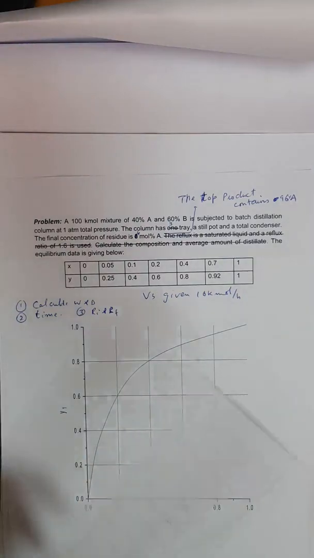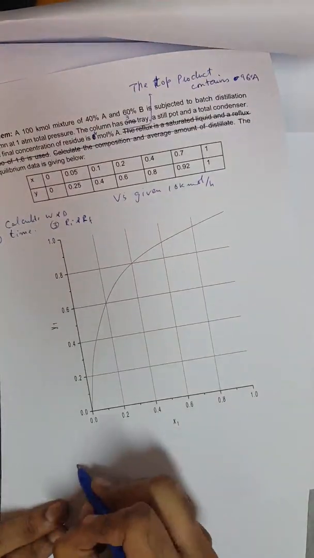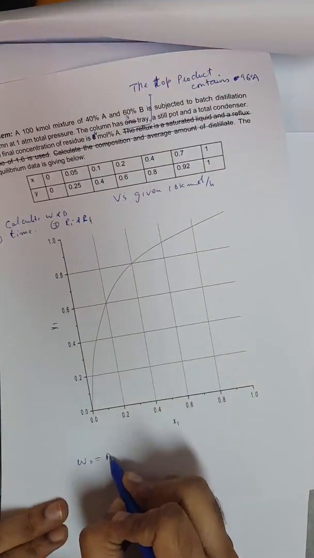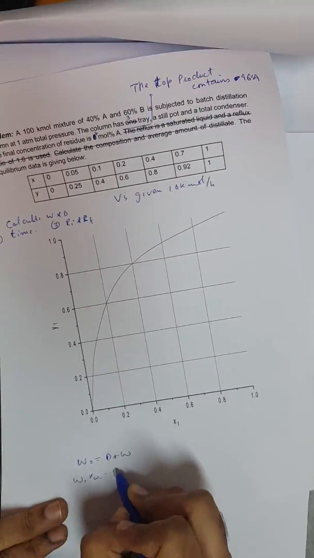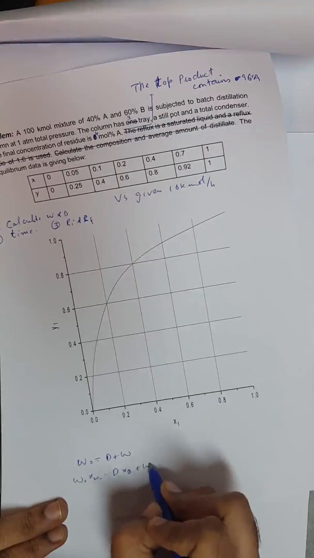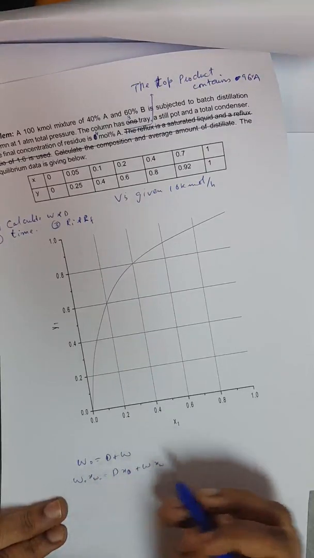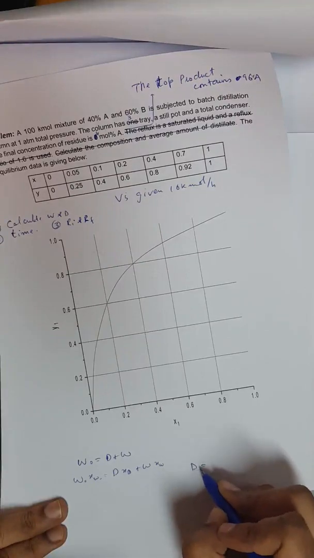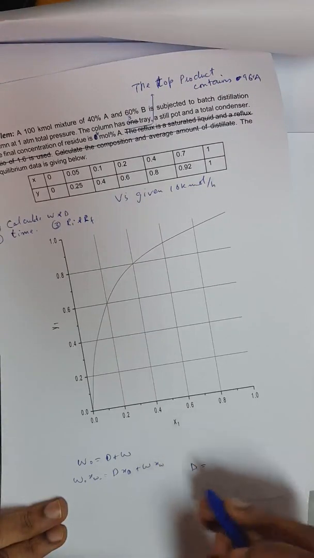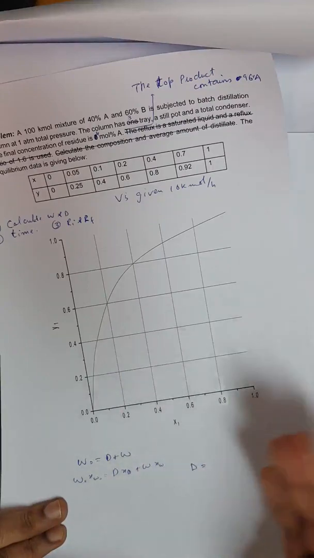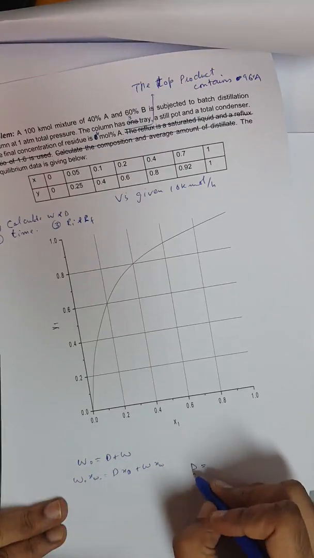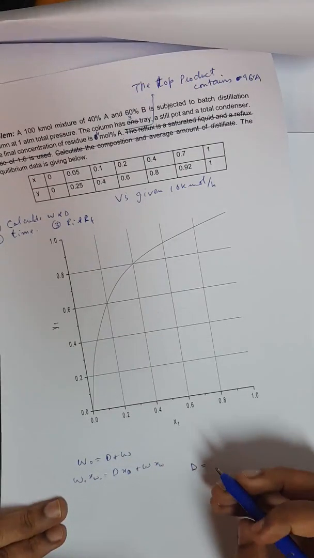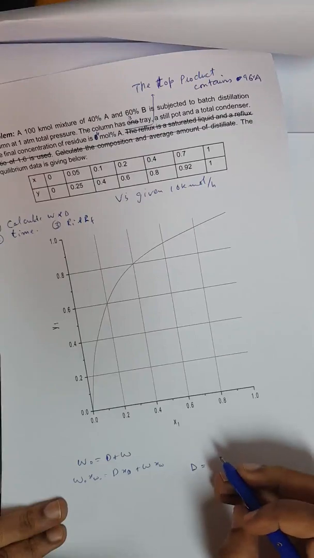So the graph is already drawn. So very easy. Calculate W and D. You already know. I will not solve. W naught is equal to D plus W, and W naught x W naught is D x D plus W x W. So you know all values. For case 1 where xd is varying, we need to find the W, but here W is not a big problem. You can simply apply material balance and you can get it, because xd will be given.